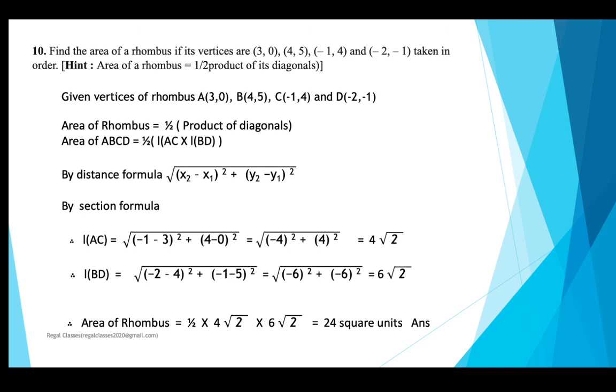Practice all the problems again 2-3 times so that it becomes part of your reflex action.